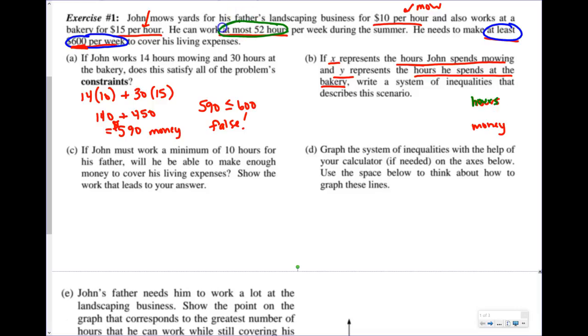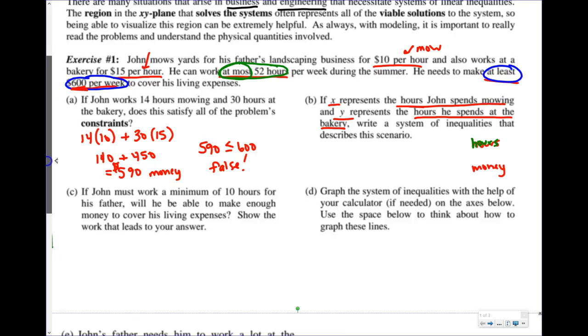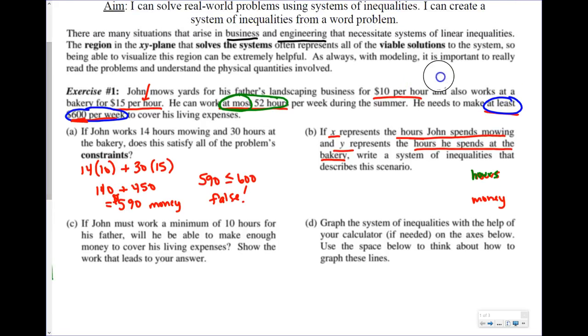This phrase, "at most," right here, I'll scroll up a little bit so you can write this in your notes. If you see the phrase "at most," that means he cannot work more than 52 hours. So he can't work 53, he can't work 54. Whenever you see this phrase "at most," it's going to be a less than or equal to sign. So he has to have less than or equal to 52 hours. He can't work more than that.